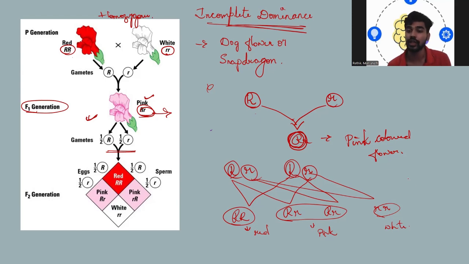So what might be the phenotypic ratio then? 1 is to 2 is to 1. And the genotypic ratio also becomes 1 is to 2 is to 1. Phenotypic ratio is always about the coloration, the physical appearance, whereas genotypic ratio is always about how many homozygous, heterozygous, and homozygous. So in both ways, genotypic and phenotypic ratios are the same. This is an example of incomplete dominance.